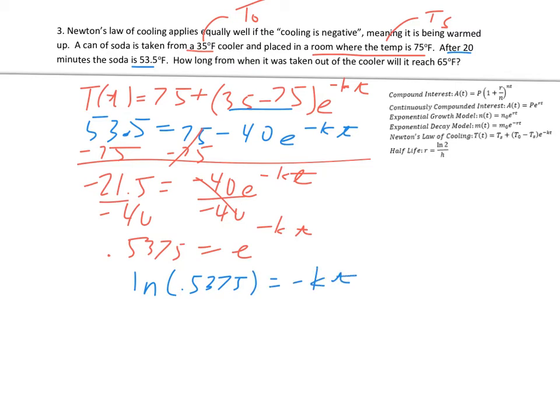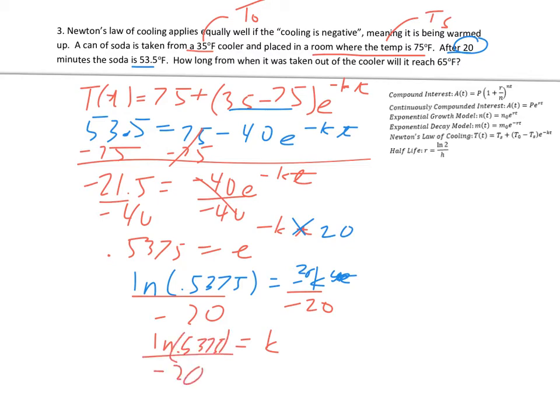Oh, you know what? I forgot to plug in the 20 for time, so it should all say 20. So I'll go ahead and plug that in now. So this is times negative 20k. So I'm just going to divide that by negative 20. And I'll say k equals ln of 0.5375 divided by negative 20. And I'm just going to leave that as my k.